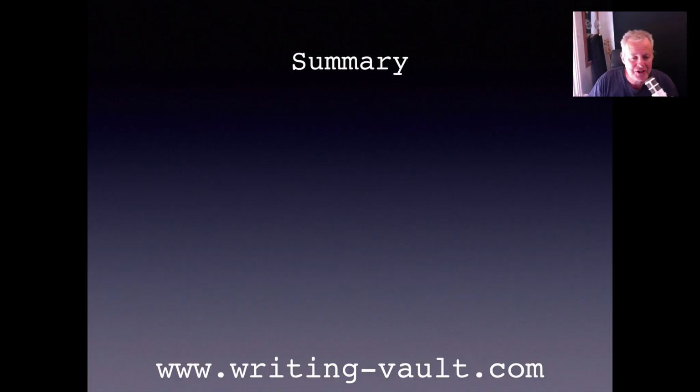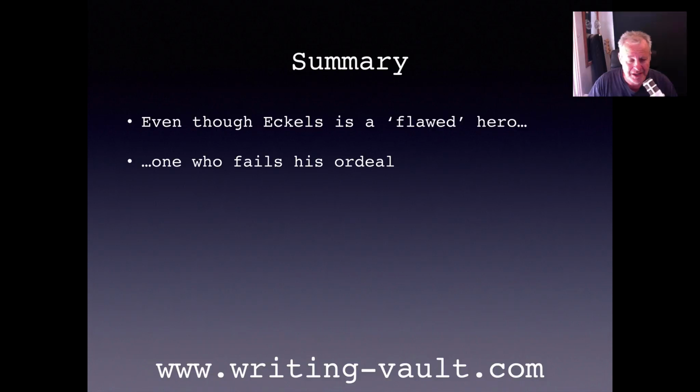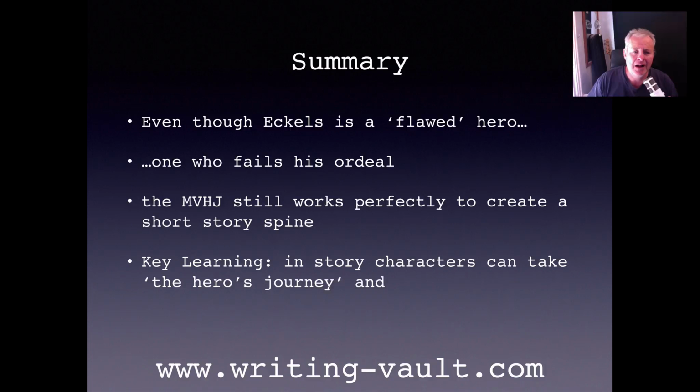So I'll just give a quick summary before we close out. Even though Eccles is a flawed hero and one who fails his ordeal and basically runs away or is sent away from it, the minimum viable hero's journey still works perfectly to create a working spine for this short story. A key learning: story characters who take the hero's journey can fail at different points.